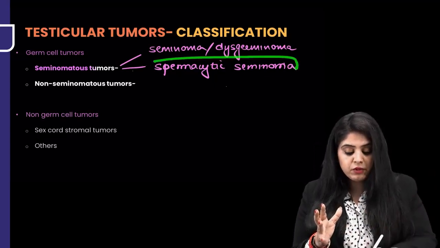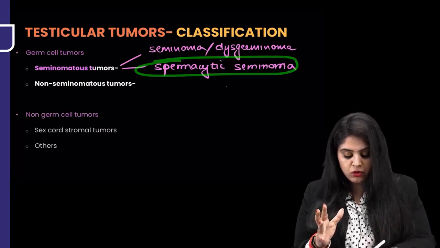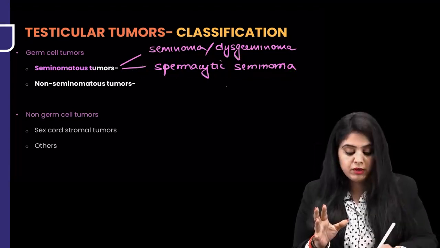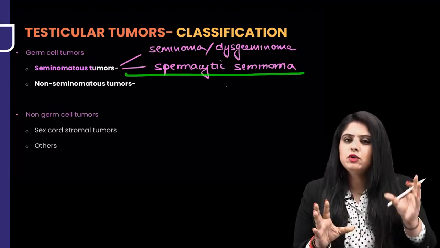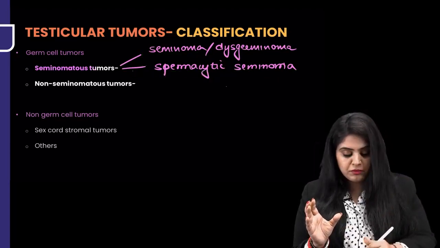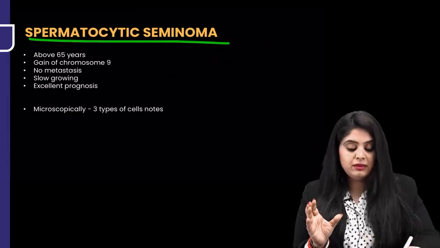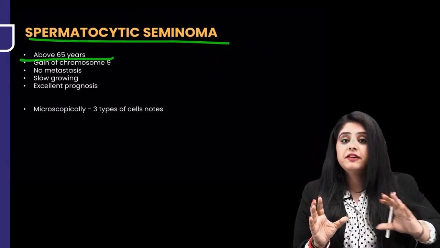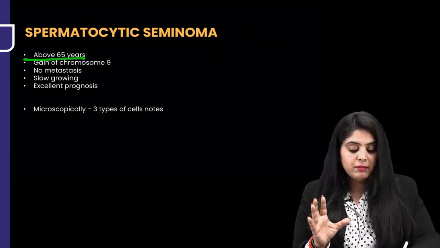But the different things I'm going to teach you. What is spermatocytic seminoma? Spermatocytic seminoma, because it's a very, very lengthy name. Seminoma is a short name, spermatocytic seminoma is a lengthy name. So this is going to occur after a very long age, that is, above 65.